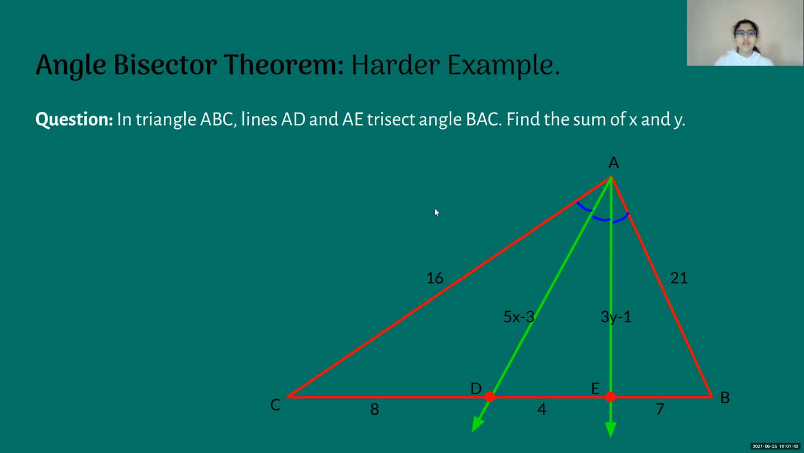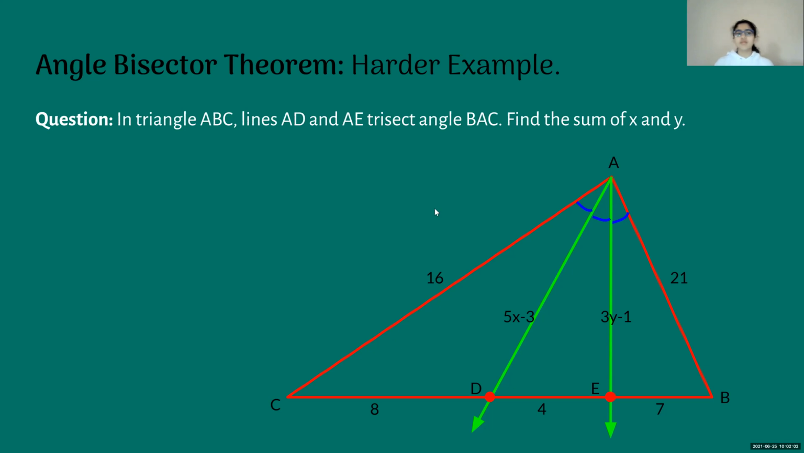So in triangle ABC, lines AD and AE trisect angle BAC. Find the sum of x and y. So in the chat, tell me, using the angle bisector theorem, what would you do? Or where do you think we should start?